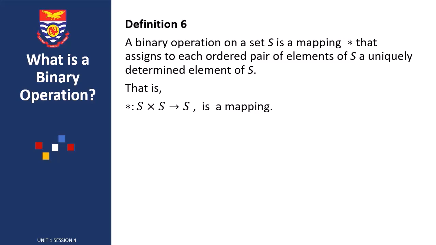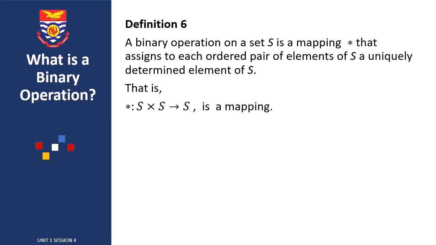A binary operation on a set S is a mapping star that assigns to each ordered pair of elements of S a uniquely determined element of S. That is, the star, which is the operation, is such that S cross S goes to S, and it's a mapping. So that's the rule. And the rule says that objects of the same type, that's S cross S, go into another object of the same type, that is S, and that is a mapping.